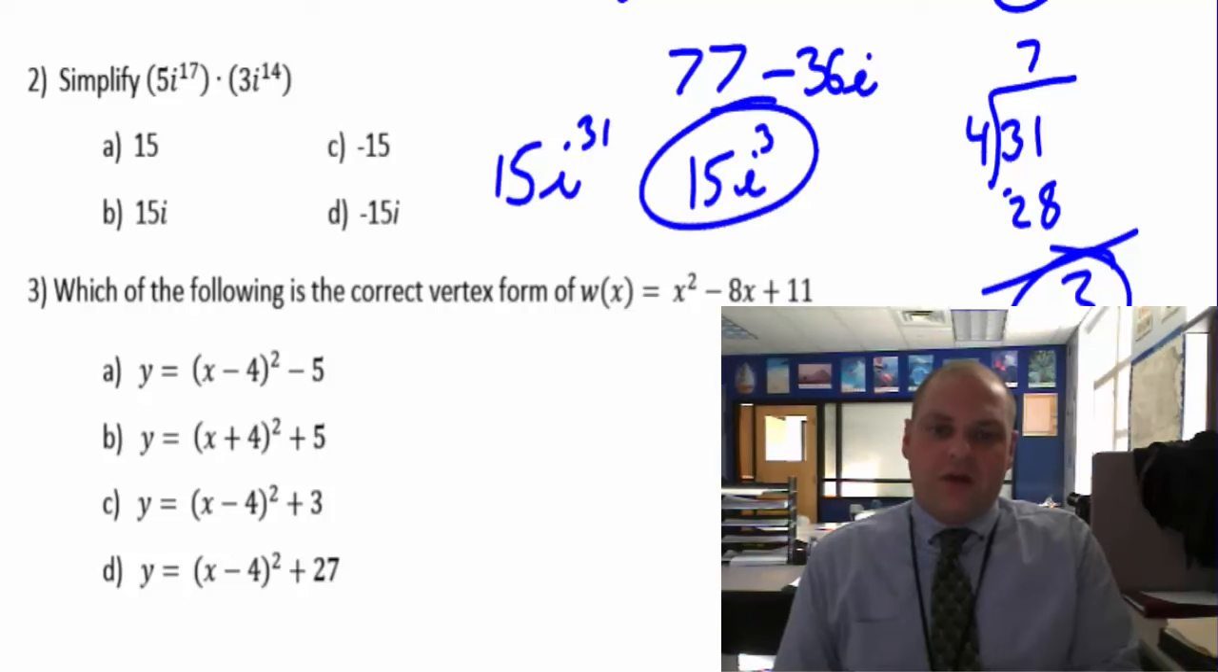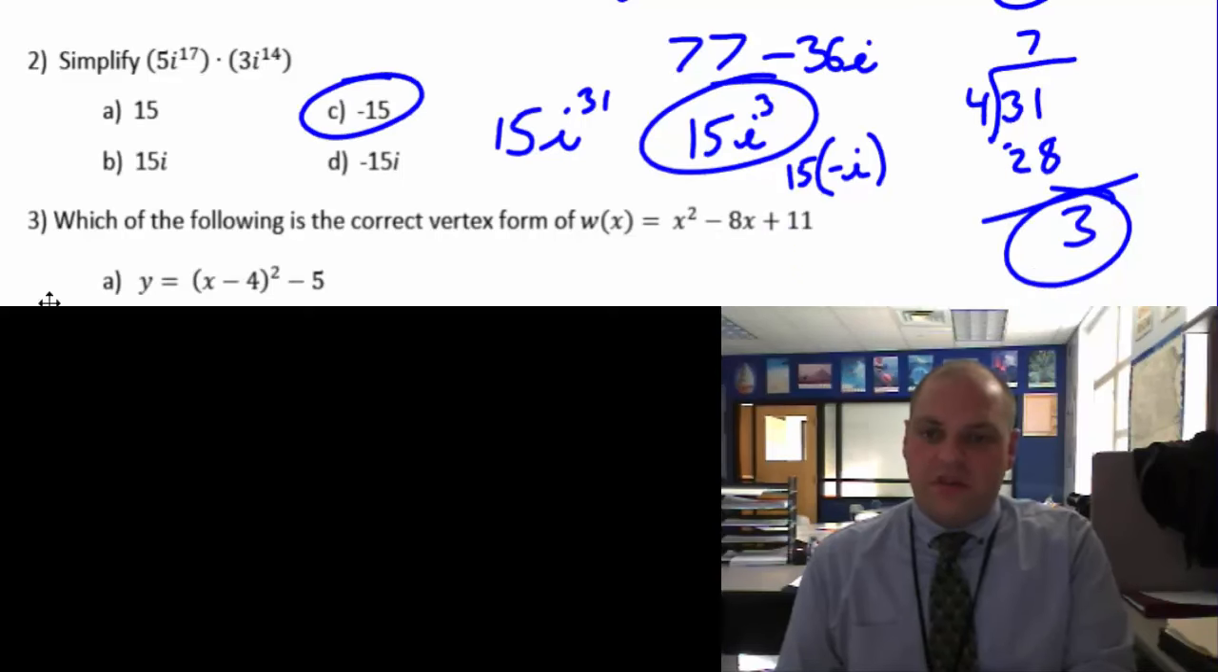Again, i to the 3rd because of the remainder of 3. Now, you're supposed to know that i to the 3rd is negative i. So this is 15 times negative i. And 15 times negative i is negative 15i, which is choice C.